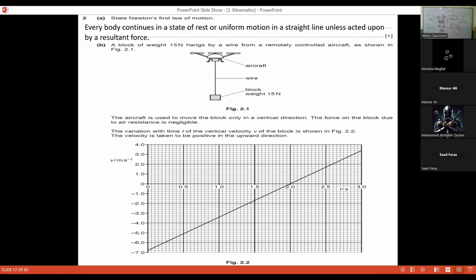Velocity is taken positive in the upward direction. इसका मतलब है वो पहले नीचे की तरफ आ रहा था, रुकता है और फिर ऊपर जाता है. कि पहले ऑब्जेक्ट जो है वो नीचे की तरफ जा रहा है, रुकेगा और रुकने के बाद फिर वो ऊपर की तरफ आएगा. तो this is what is happening here.